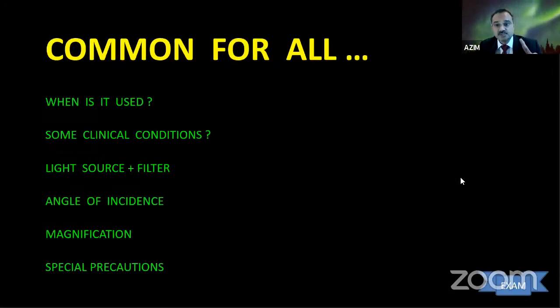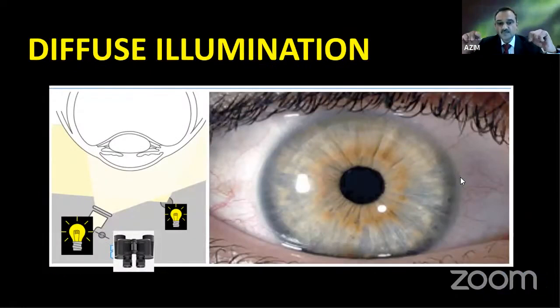When they ask you in the examination, different types of illumination, this is a common structure you can use. When is it used? When you have to use it in clinical situations, what is the light source and filter? What is the angle you have to keep it? What magnifications? Special precautions. The tip is even if you don't know anything, you just remember this very well and write it down. You can fill up something, you still get some marks. It's a shortcut anyway.